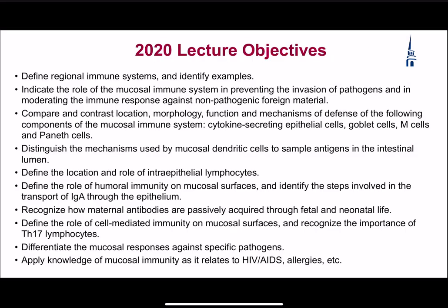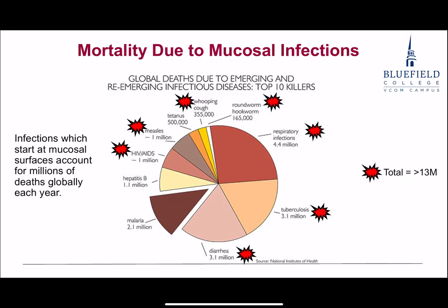Talking about this, what are the leading infectious diseases that cause death? How do they get into the body? Well, a lot of them, accounting for 13 million deaths every year, are entering through the mucosal routes. All of those big red balloons that I added to this nice graph from NIH are the ones that are mucosally acquired infections. So this is a major problem, and we really need to understand what's going on there.